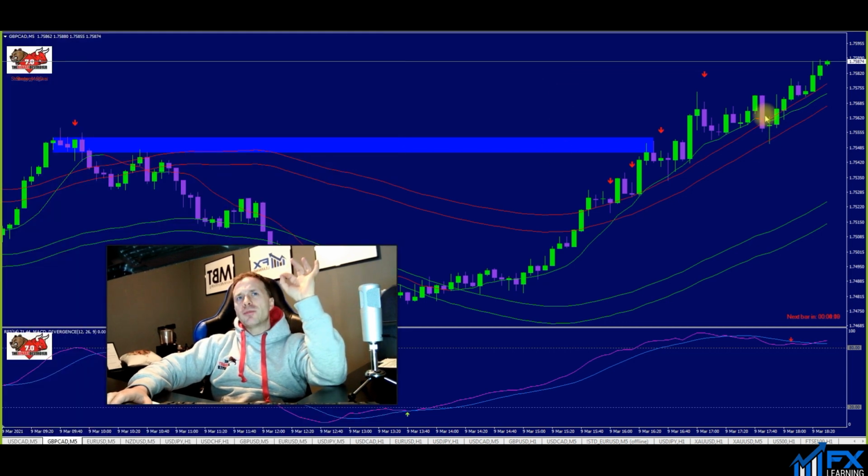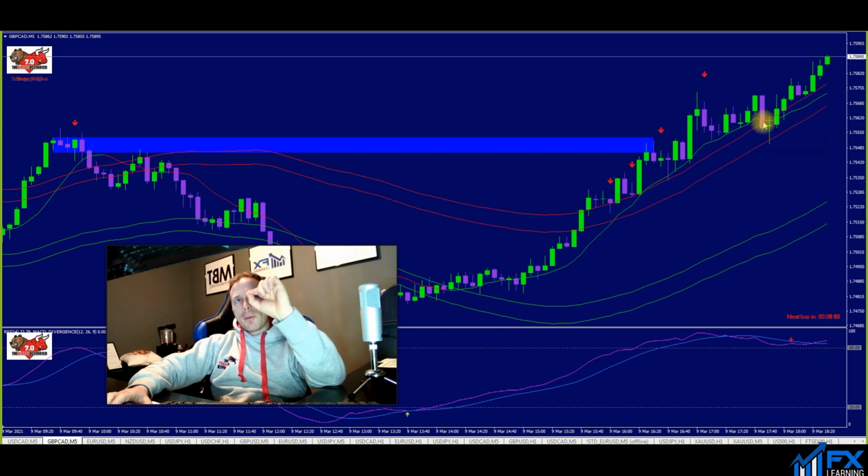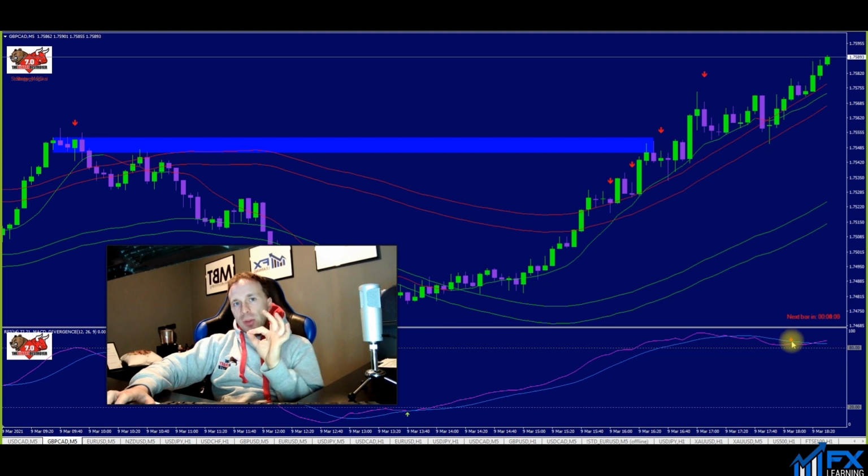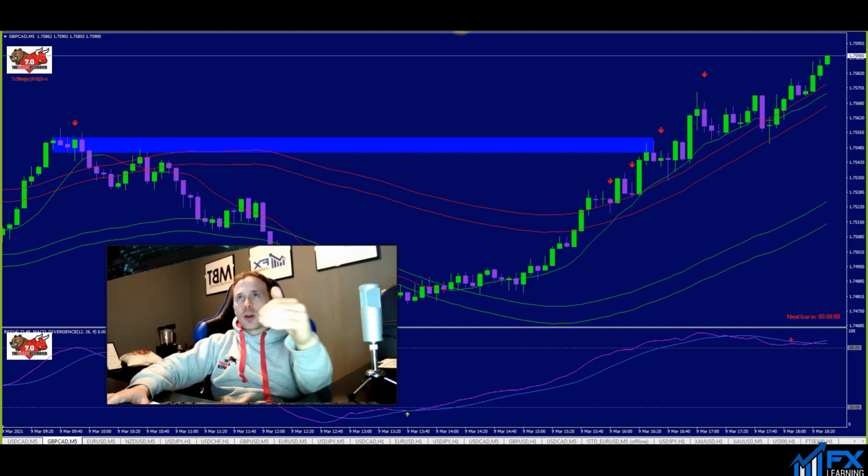I'll explain the reason why. Notice how the TCA line has started to come back inside the zone. It tells me that the momentum is slowing down. Look at the arrow here. You see the arrow here? This tells me that divergence has formed. So divergence is forming, and the momentum is slowing down with this trade.